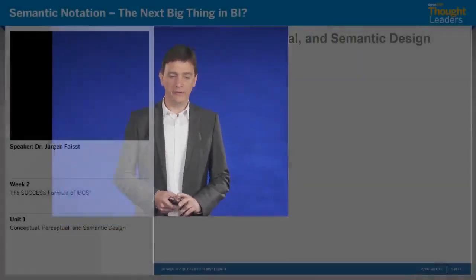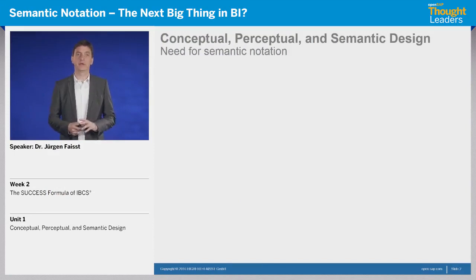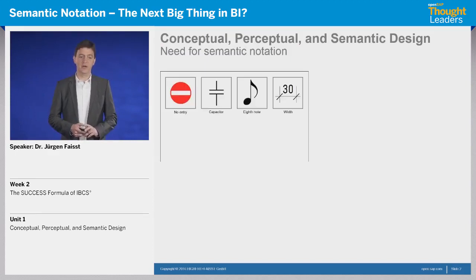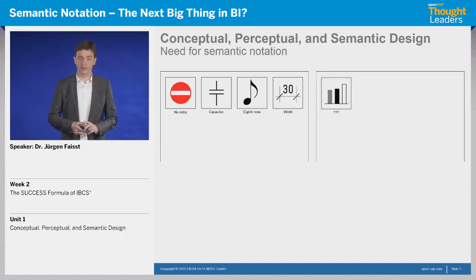Last week we introduced the need for a semantic notation in business communication. We did this by comparing the situation in business communication to other disciplines, for instance to road signs, to electric engineering, to sheet music or to architecture. And then we looked at the way we see our charts and our tables in business communication.